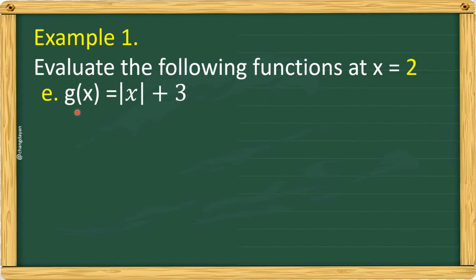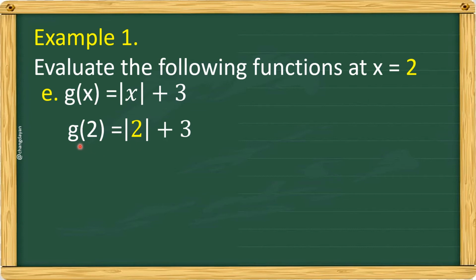If we have g of x equals absolute value of x plus 3. Again, we substitute 2 to your x. And it becomes g of 2 equals absolute value of 2 plus 3. Remember, any number inside the absolute value, its value is always positive, whether that is negative or positive. As long as we are getting the absolute value, it is always positive.